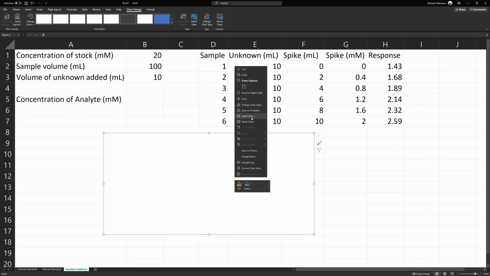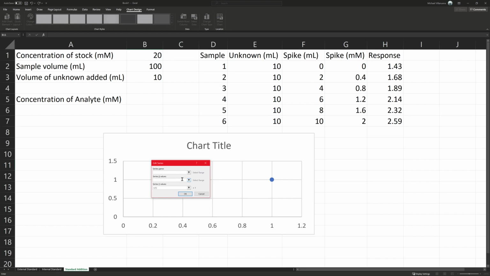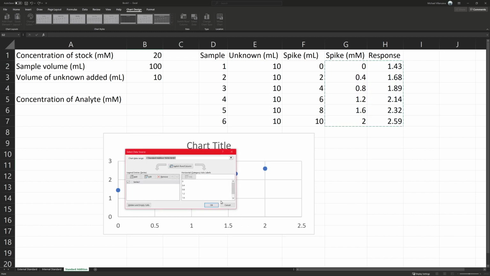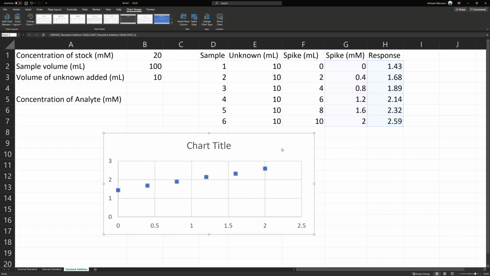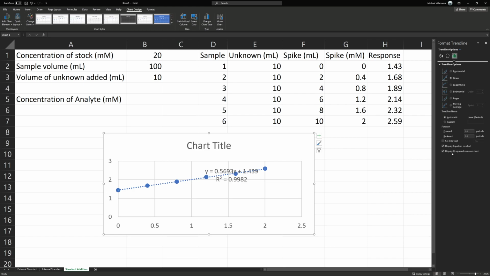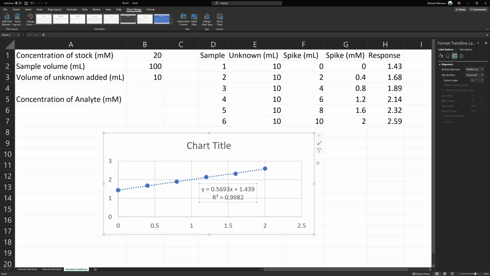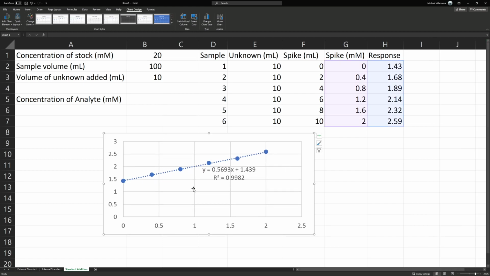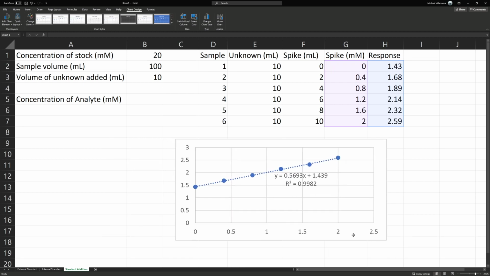Right click, select data, add our x-axis. Our x-axis is going to be the concentration of the spike. Our y-axis is going to be the response. So we've generated the following graph. We could right click, add trend line, and display equation and display R squared value. At this point we have our line and we are nearly done with our problem.